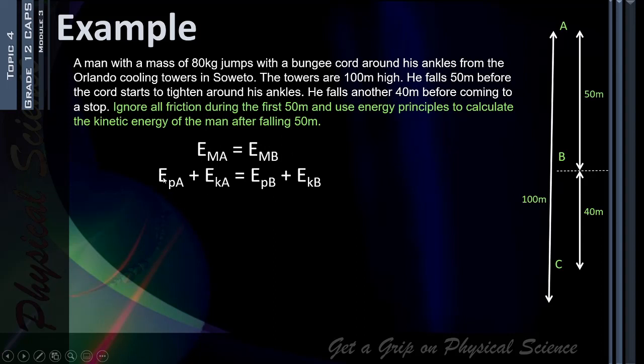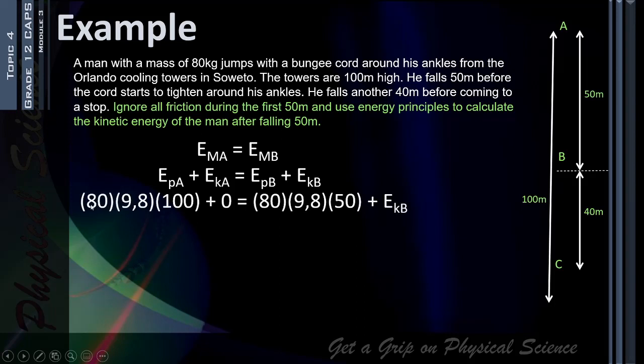Now, the gravitational potential energy of this man is the mass of 80 times the gravitational acceleration multiplied by the height above ground level, which is 100, plus the initial kinetic energy at A, which is 0, and that must be equal to the potential energy at B. And this is where the mass is 80, gravitational acceleration is 9.8, but the new height above ground level is now 50 meters, plus then the kinetic energy, and that's what they asked us to calculate.